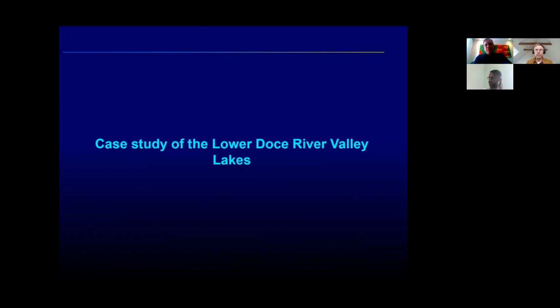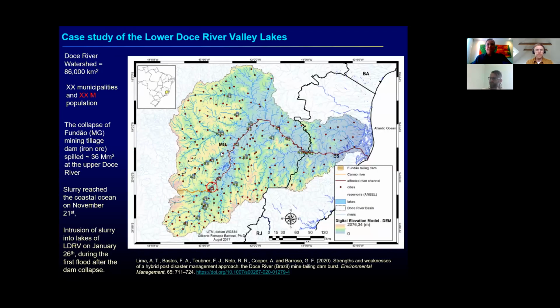Well, the case study is the Lower Doce River Valley, where we have been working for the last 10, 15 years, more or less. So this is the basin of the Doce River. You might know a little bit about this basin because that was the site of a very amazing environmental disaster, with the collapse of iron ore slurries in November 2015. The watershed drains about 86,000 square kilometers, which is a medium-sized watershed.